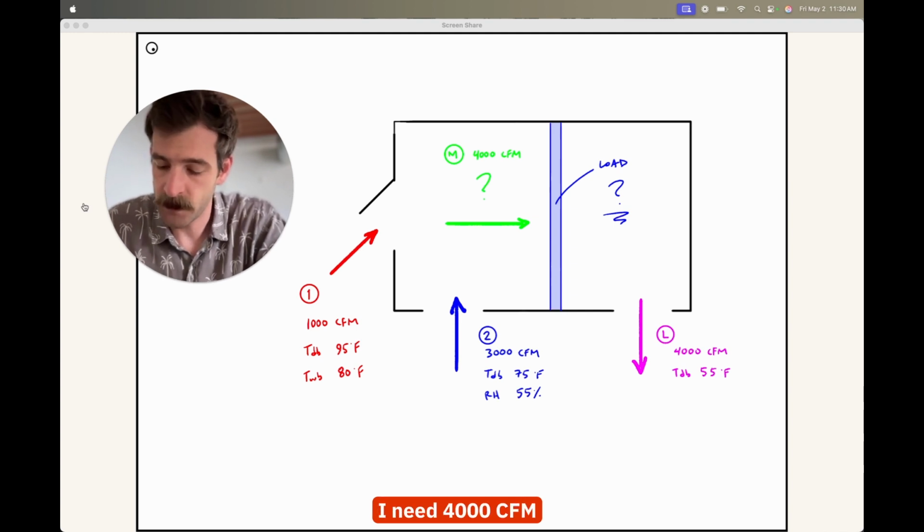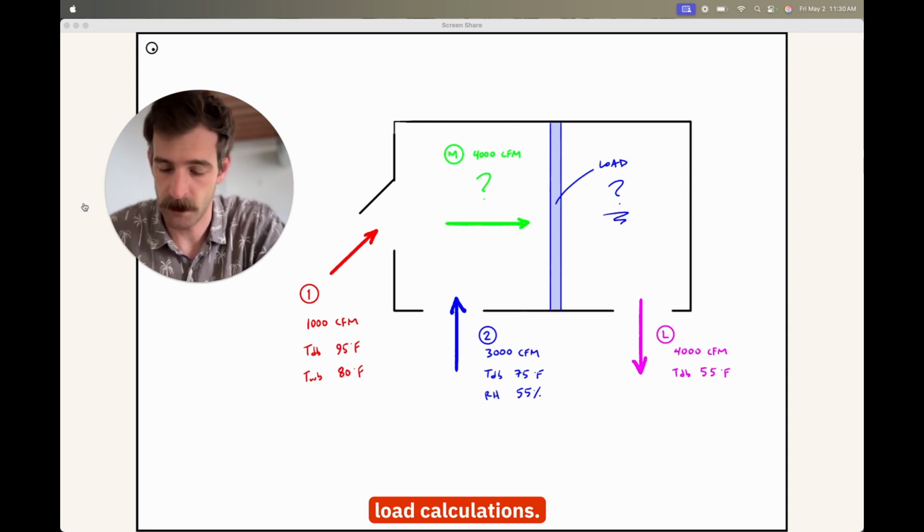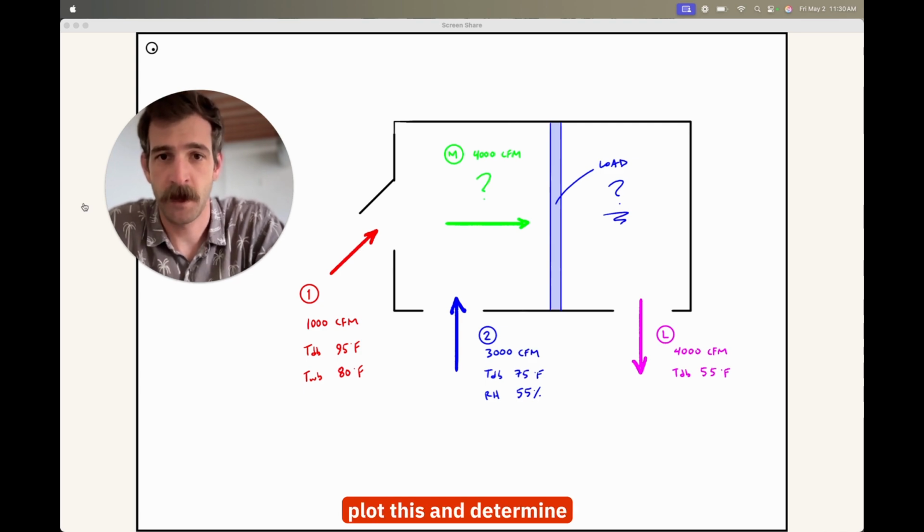and then I know what I want out of this unit. I need 4,000 CFM of 55 degree air to condition my space. And so these numbers I attain from my space sensible load calculations. But what I don't know is the mixed air state after return mixes with my outdoor air, and then how much load is on my coil to accomplish 55 degrees.